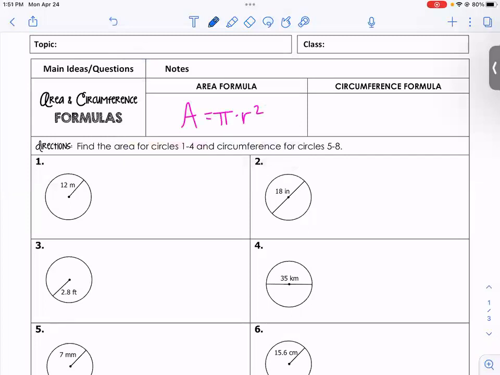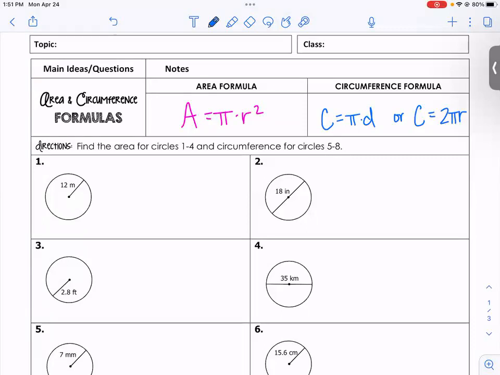Stella, how do we find the circumference? Diameter times pi, or 2 pi r. Okay, either one will work. Sometimes it's going to be more beneficial to use pi times d. Sometimes I'm going to write it as pi times d. Sometimes 2 pi r is going to be more beneficial to us.